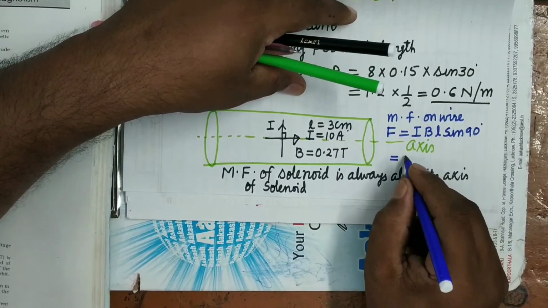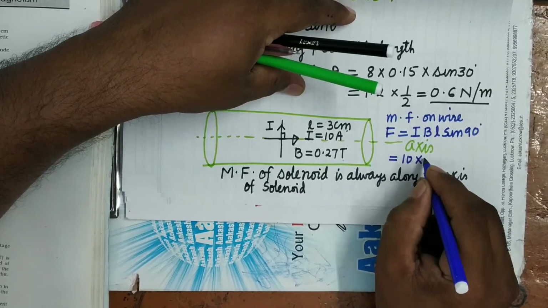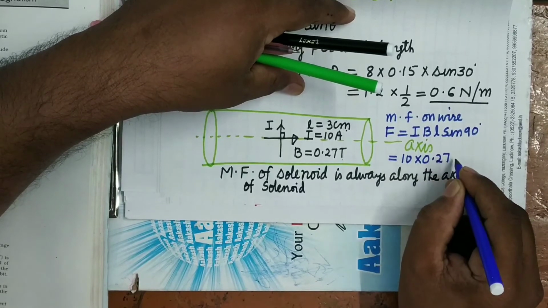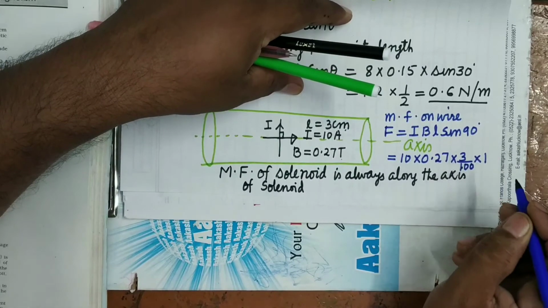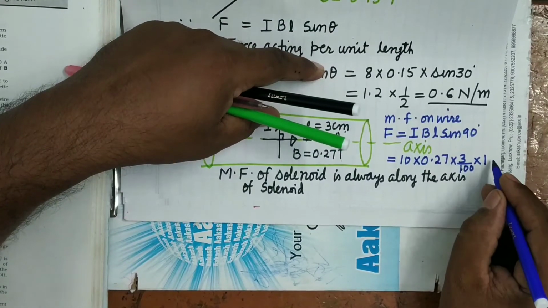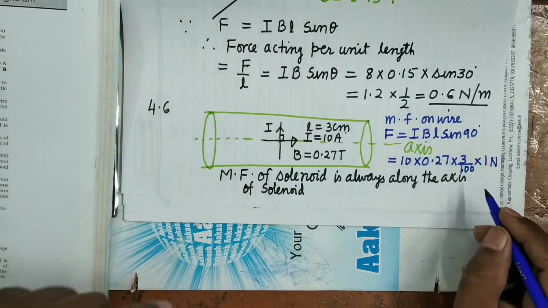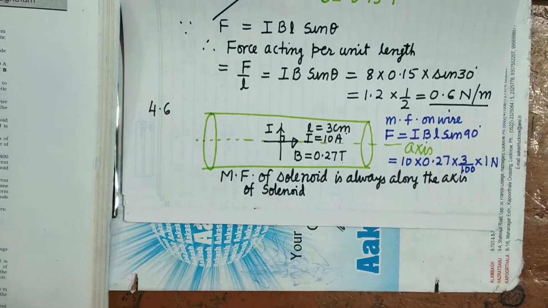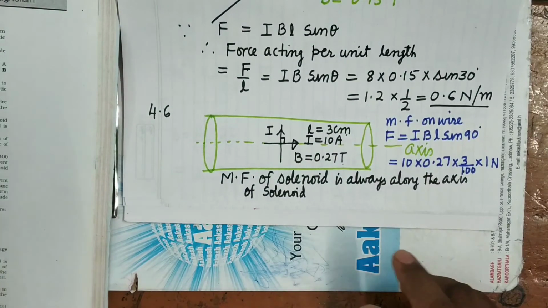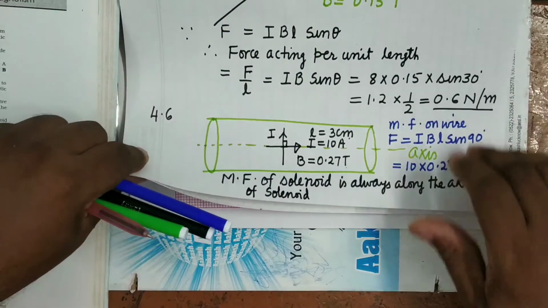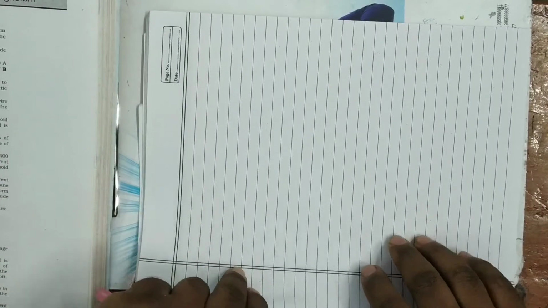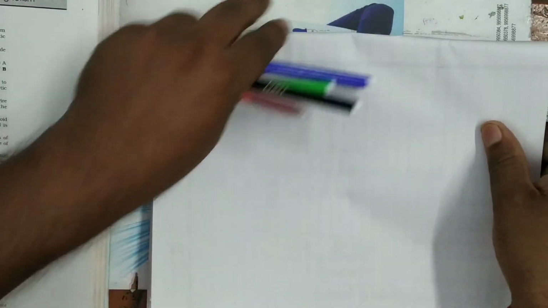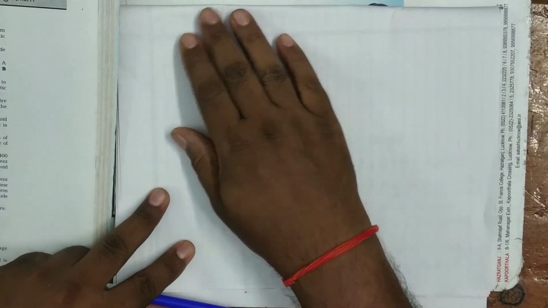I am not doing the calculation here, only substituting I as 10, B as 0.27, L as 3 centimeter, that is 3 upon 100, multiplied by 1. So this will be the answer. This many Newton of force will act on the wire. It's clear. Now question number 4.7. The calculation part I am not doing; the main thing I am explaining to you, and the calculation part you try to do on your own. That is very simple.